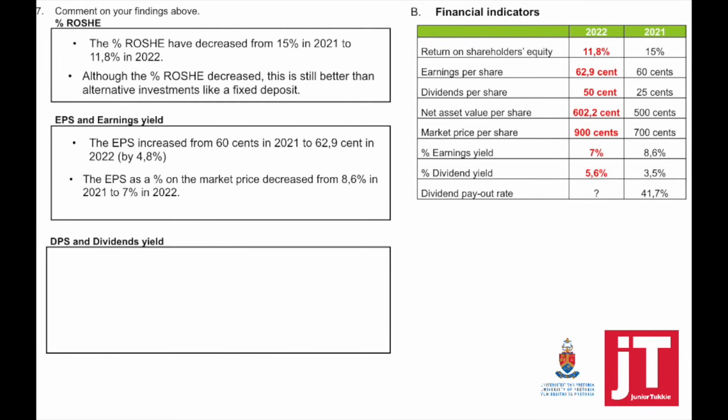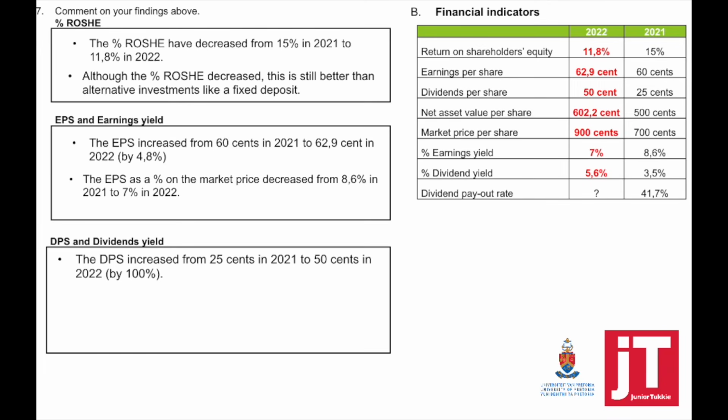Looking at the earnings per share as a percentage on the market price, what happened with it? It decreased from 8.6% to 7%. Sorry, my apologies for that. It decreased from 8.6% to 7% in 2022. Before we continue, I want you to take note. Yes, the earnings per share did slightly increase, but when we look at the earnings per share on the market price, it actually shows a percentage decrease.